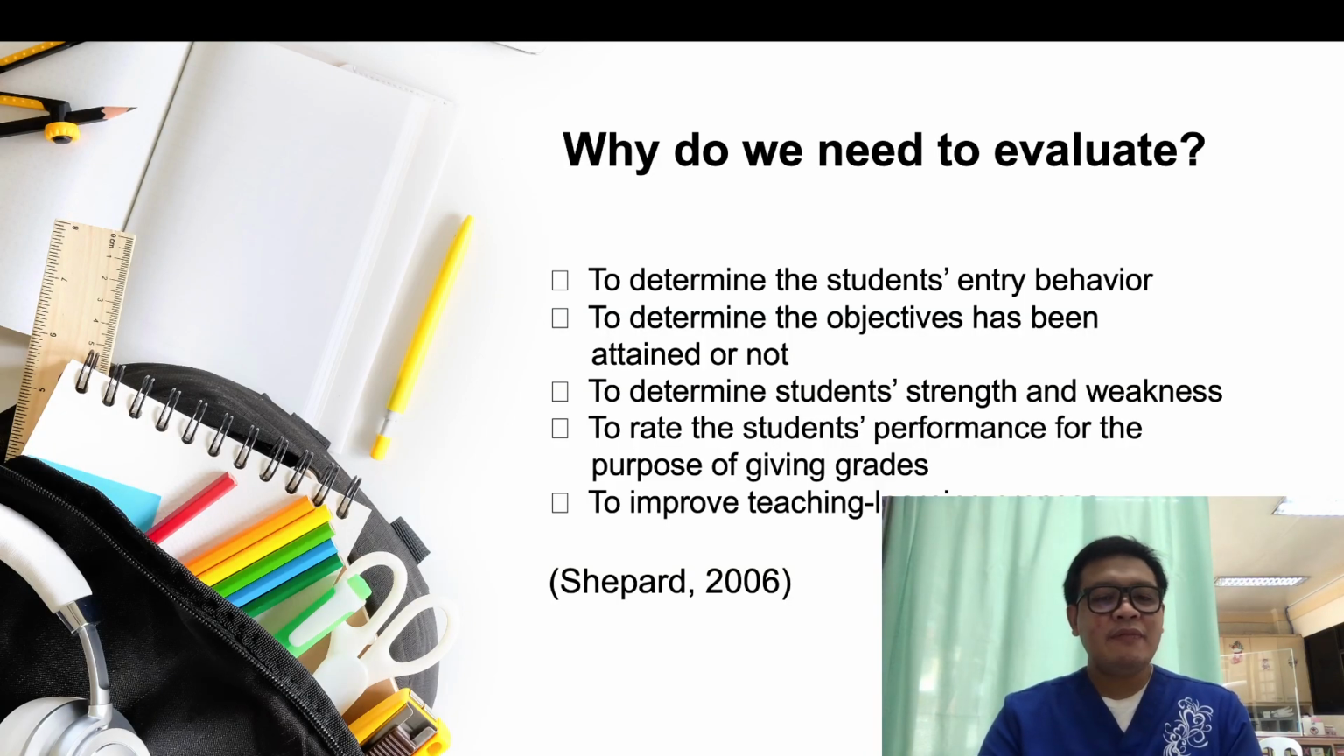And why do we need to evaluate? According to Shepard of 2006, there are five ways for us to provide evaluation because these are essentials. Number one, we have to determine the student's entry behavior. Number two, to determine whether the objectives have been attained or not attained. Number three, to determine students' strengths and weaknesses. Number four, to rate the student's performance for the purpose of giving grades. And number five, to improve the teaching-learning process.